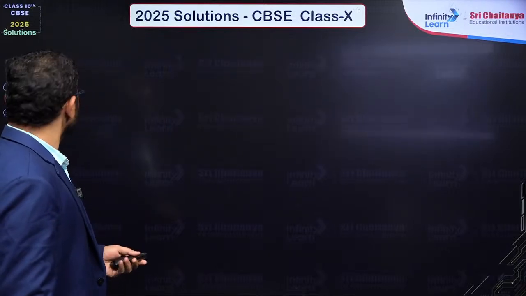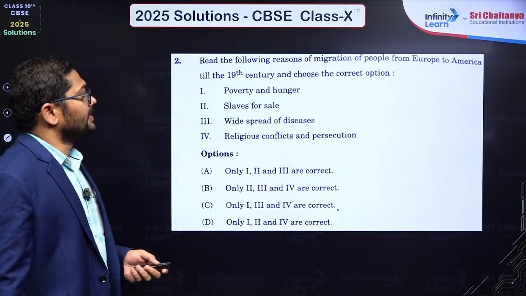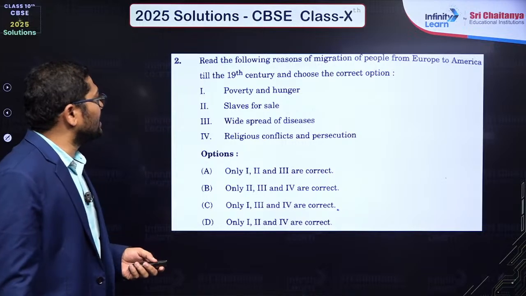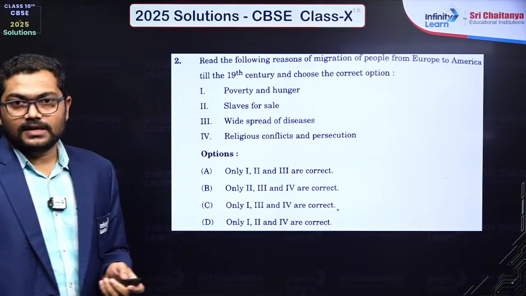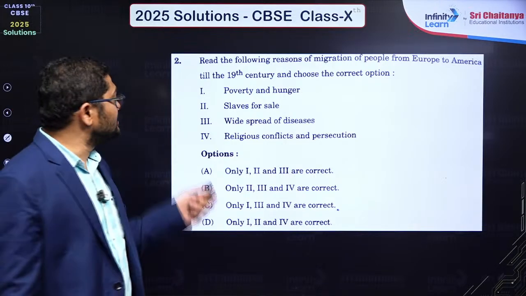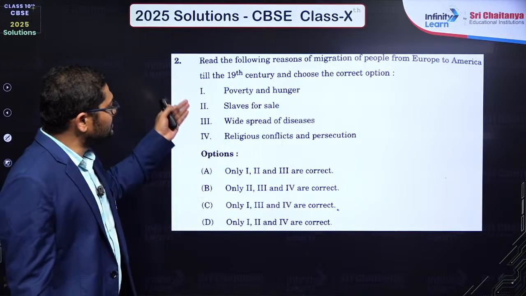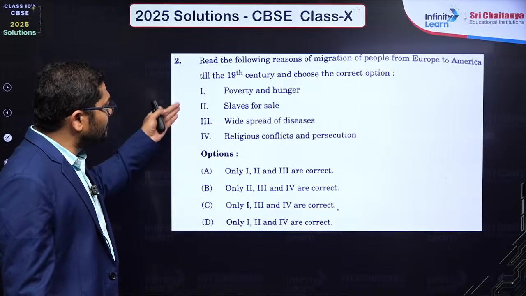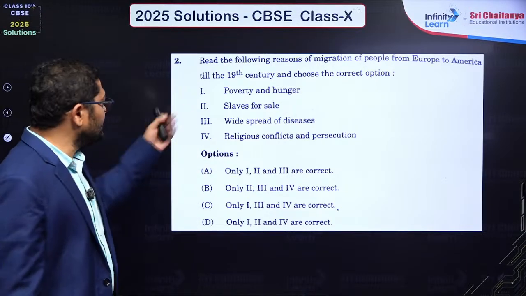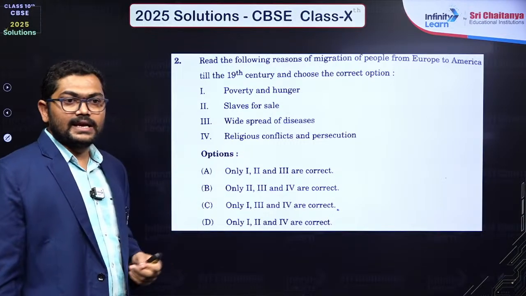The second one. Read the following reasons of migration of people from Europe to America till the 19th century and choose the correct option. This is a question from history chapter 3, The Making of a Global World. The statements given are poverty and hunger, slaves for sale, widespread of diseases, and religious conflicts and persecution. Option A, only 1, 2 and 3 are correct.